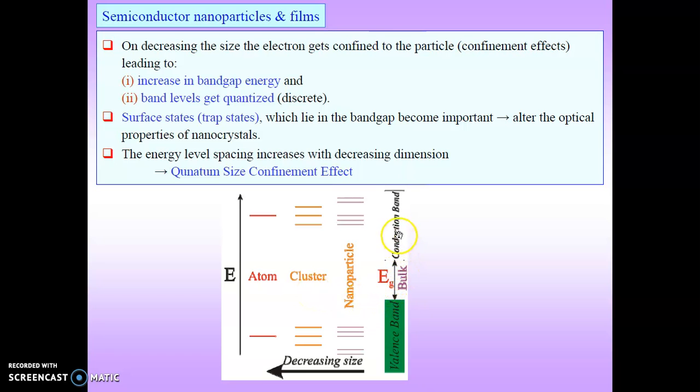For the bulk material you can see the gap between the conduction and the valence band is a small energy gap. So the band levels get quantized, discrete. Surface states which lie in the band gap become important and change the optical properties of nanocrystals. The energy level spacing increases with decreasing dimension. Here you see nanoparticles have energy spacing nearly equal to the cluster, but when you decrease the size of the particle, what will happen? The energy level will be increasing.